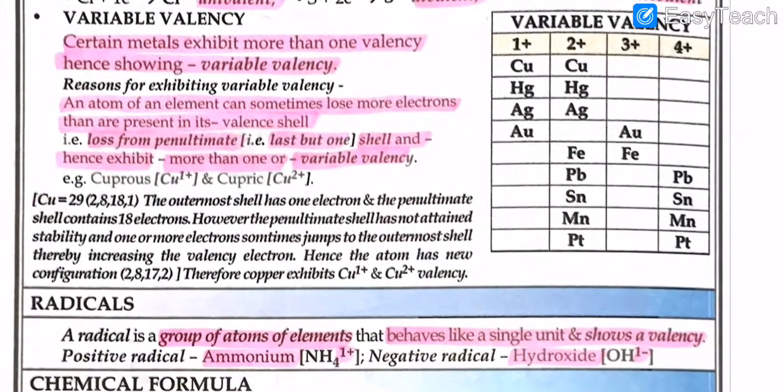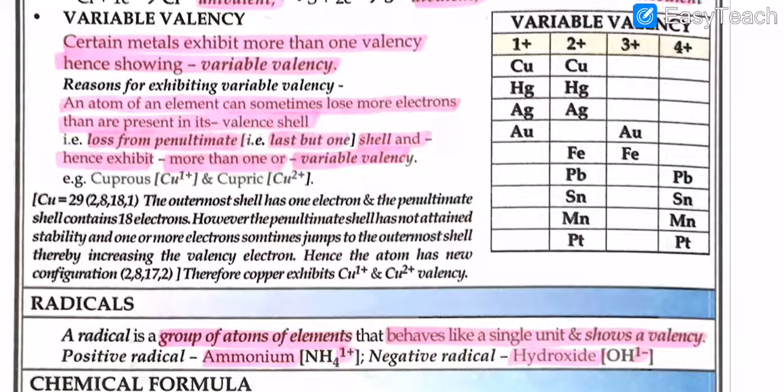Moving on to the next thing, that's variable valency. Certain metals exhibit more than one valency, showing variable valency. Now, why is variable valency shown? An atom of an element can sometimes lose more electrons than are present in its valence shell, losing from its second last shell, and hence exhibit more than one valency. This means that sometimes atoms have the ability to lose or gain more than one electron present in the valence shell.